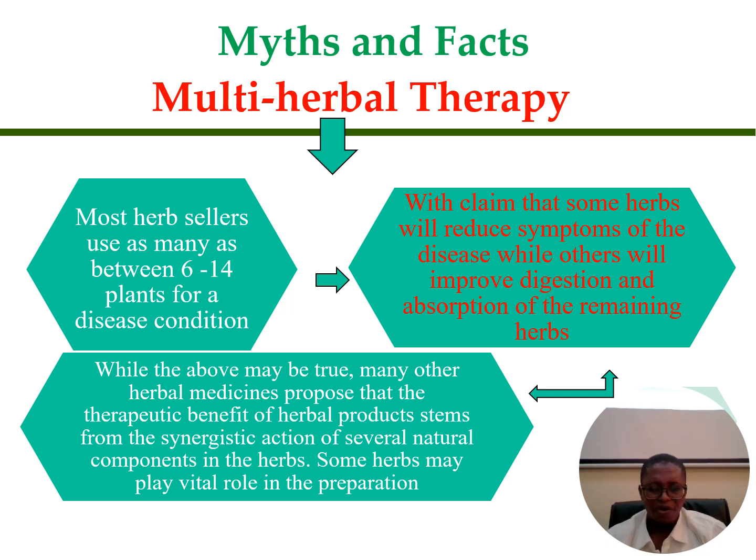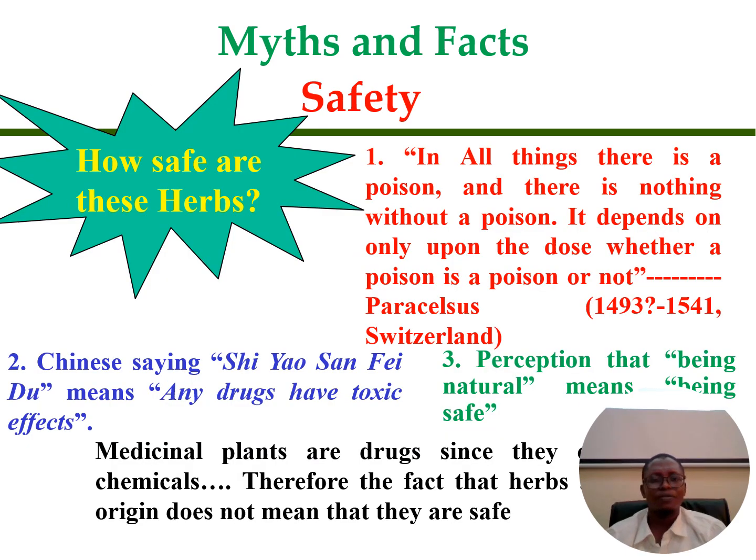Some herbs may play a vital role in the preparation, but don't let us forget that some herbs may have antagonistic effects with each other. So before we can say that the multi-herbal therapy is efficacious, you have to do research and see if they are synergistic or antagonistic. But it has been reported that the concoction of different medicinal plant parts is usually of advantage, as reported by the local people and the researchers.